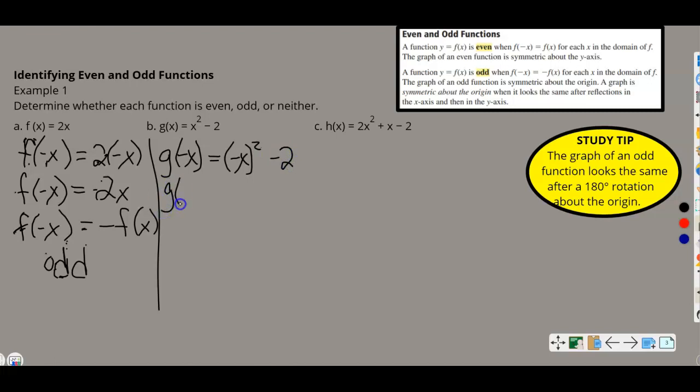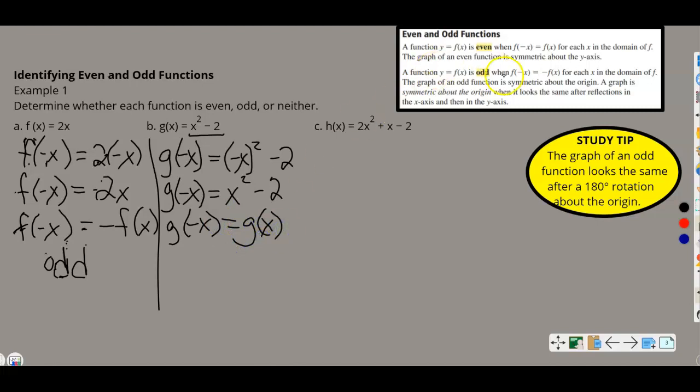So I'm going to say g of negative x squared. Anything squared becomes positive, so that's going to be x squared minus 2. All right, x squared minus 2 is just g of x. You can see that is what we started with. So we can say g of negative x equals g of x.